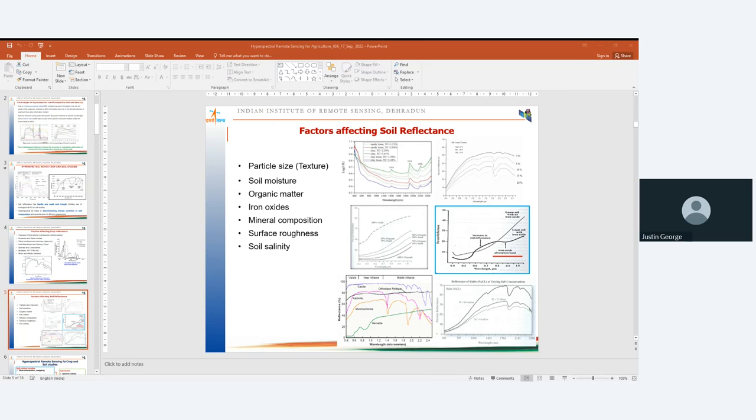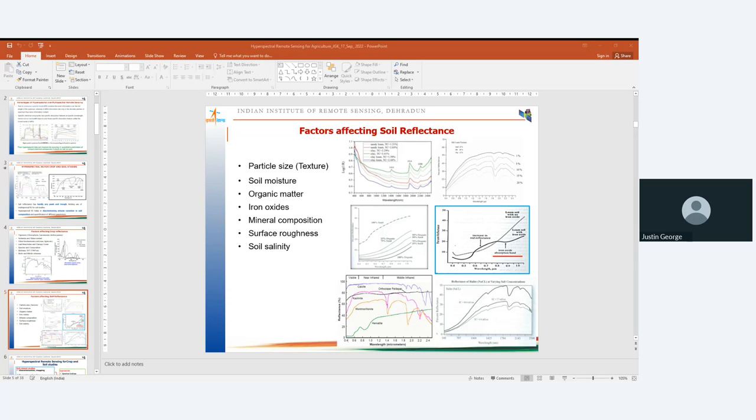Similarly, another important thing which affects the soil reflectance is the mineral composition, which is the predominant clay mineral present in the particular soil. Because the presence of these clay minerals alters various physical as well as chemical properties of the soil, and the most important thing is that it affects the water holding capacity, thus affecting the overall soil.